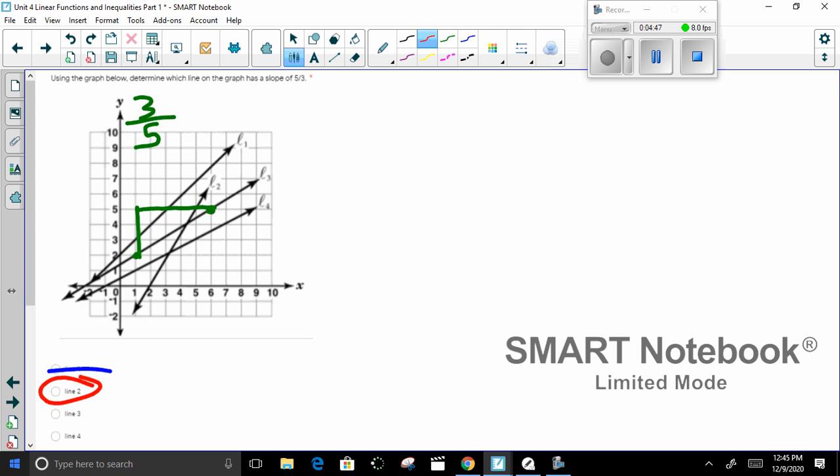Line 4 crosses right here and right here. It goes up 1, right 2. So line 4 is a slope of 1/2. So that's how those are out of there.